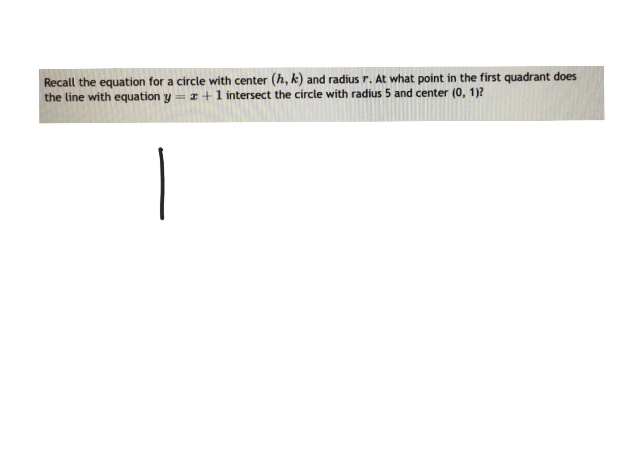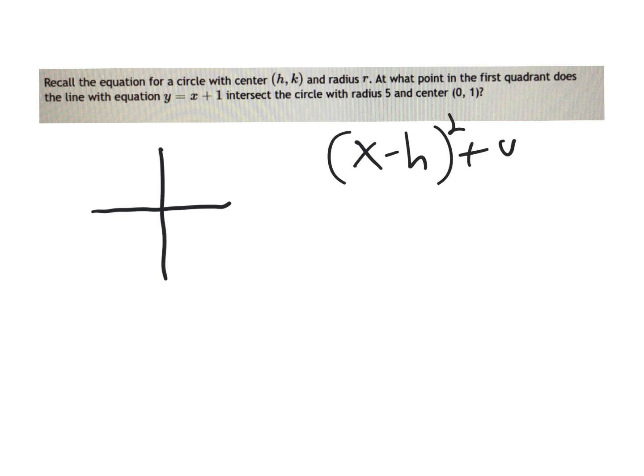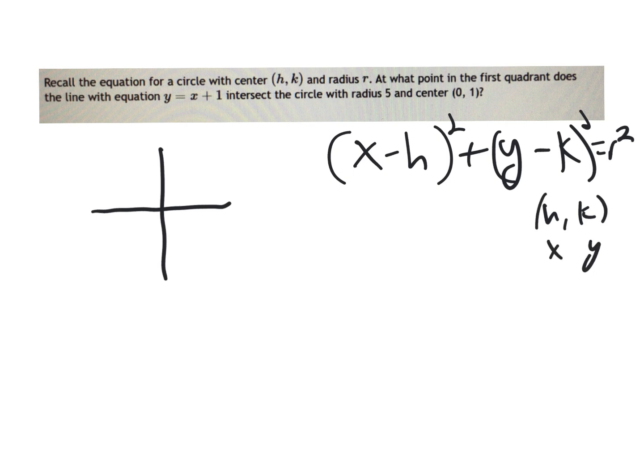Okay, so we know that a circle has the equation (x - h)² + (y - k)² = r², where h and k are the x-coordinate and y-coordinate of the center. So they told us it has the center (0, 1), so we're going to write x - 0, which is just x, squared, plus (y - 1)² has to equal the radius squared, and the radius is 5, so 25. So this gives us this.